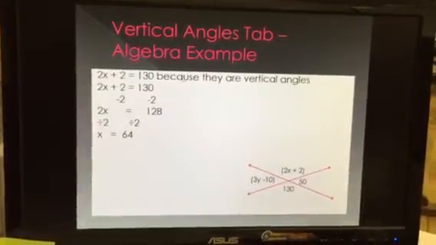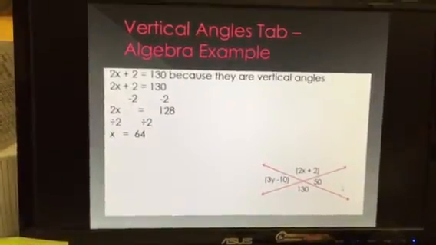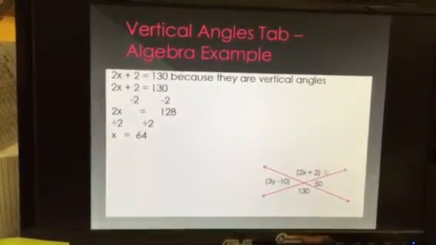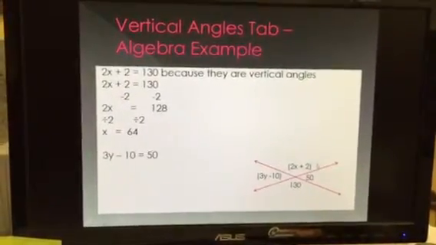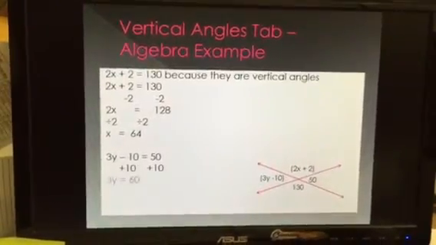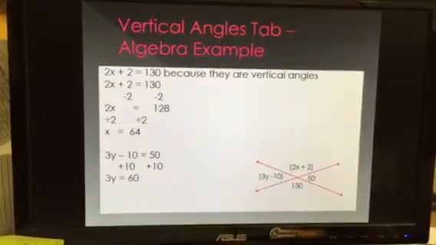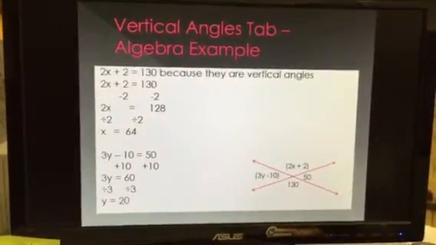Now, I went ahead and did the other example with y. If you would like to pause this, try it, and then check in, you can do that. All right, so 3y minus 10 equals 50. We add 10 to both sides. So we get 3y equals 60. Divide both sides by 3 so that we see y equals 20.